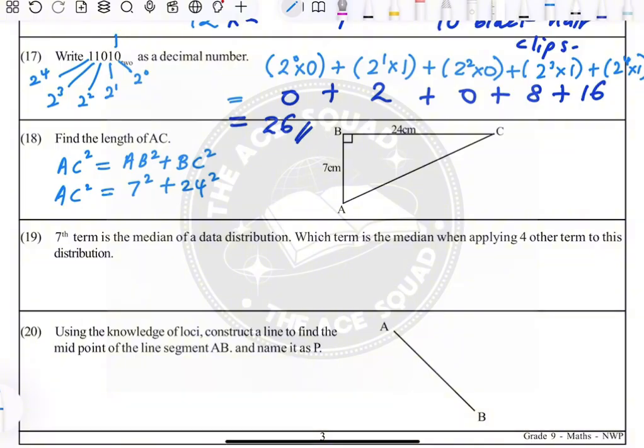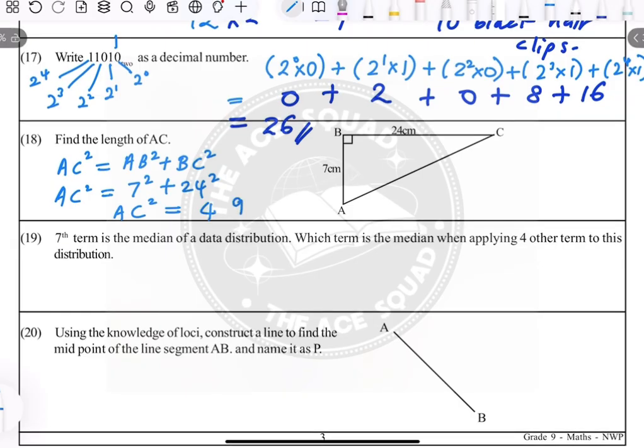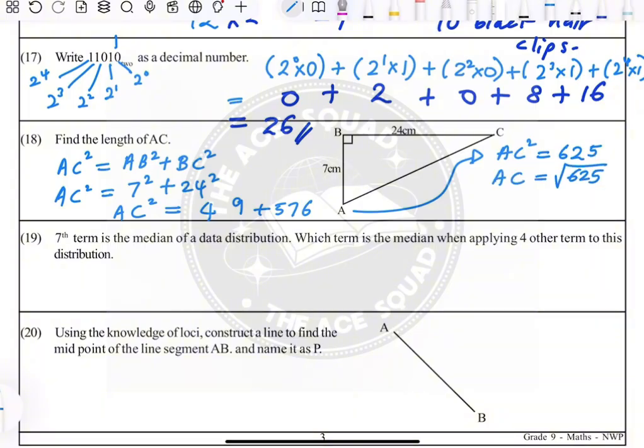So then AC squared is equal to 7 squared, which is 49, plus 24 squared, which is 24 times 24, 576. So 576 plus 49 is going to be equal to, AC squared is equal to 625. So AC is going to be the square root of 625, which is 25 centimeters. So it's a very easy question there as well.